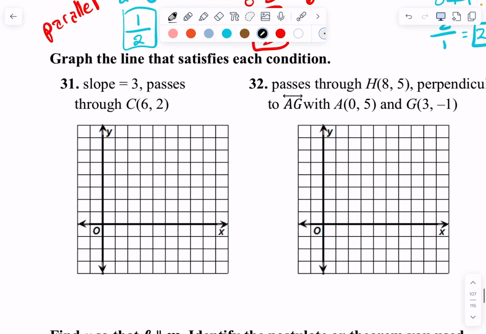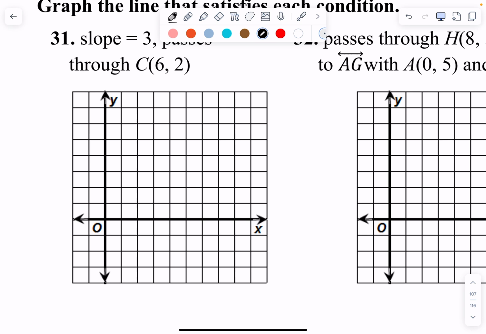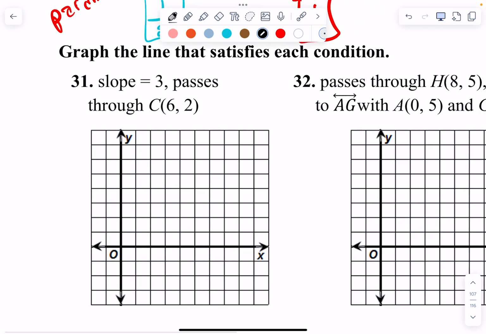All right. Let's do these last 3 and then we'll be done. We'll save the other 3 for tomorrow.